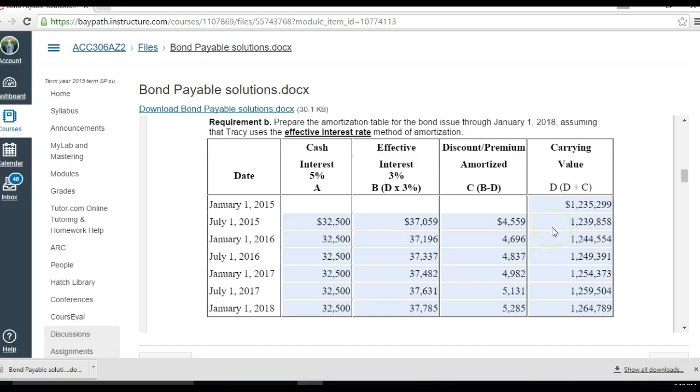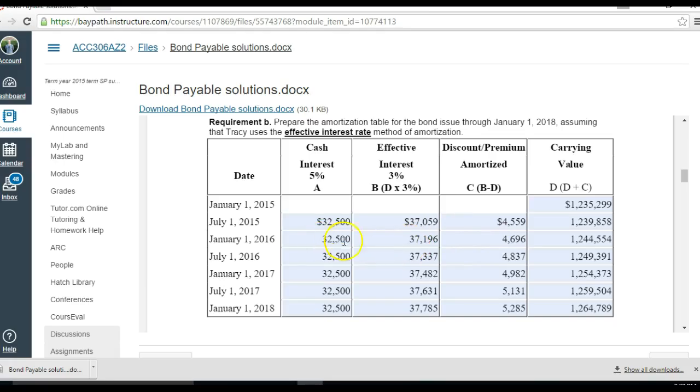So the $1,235,299 plus the $4,559 equals $1,239,858. Take the effective interest rate of 3% of that, and you get $37,196.